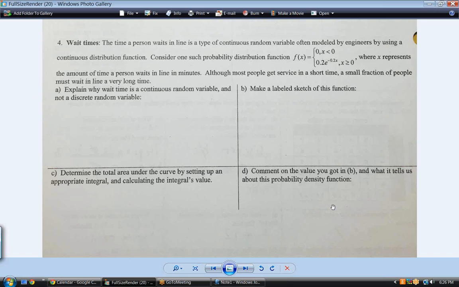But comment on the value you got in B. I think it means C. It must mean C, because we didn't get a value in B. And what it tells us about this probability density function. Well, we came up with a value of 1 as the total area under the curve. So I would think that in terms of probability density function, it's 1. What does it tell us about the probability density function?